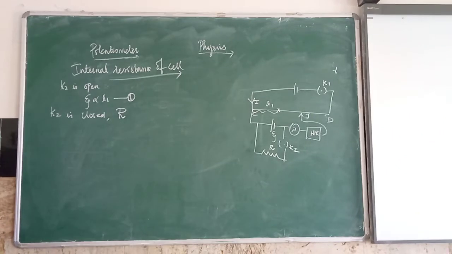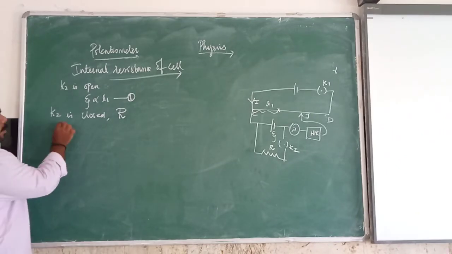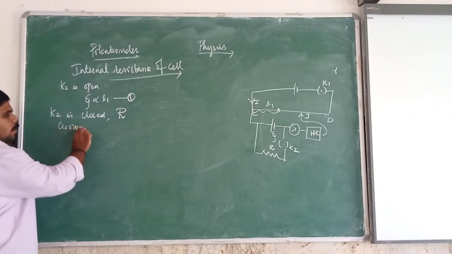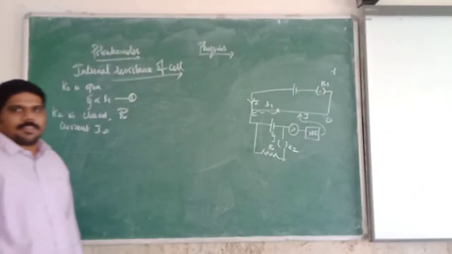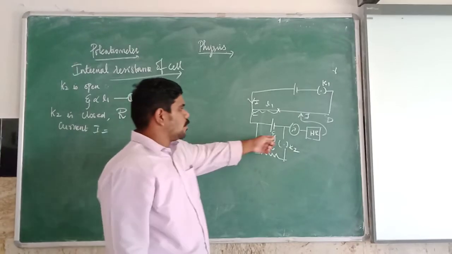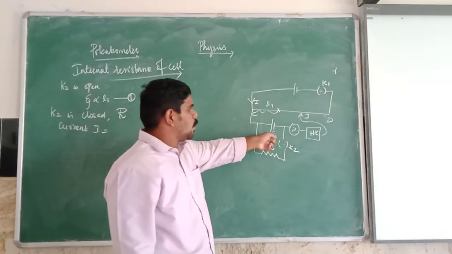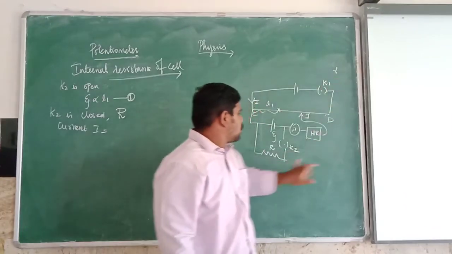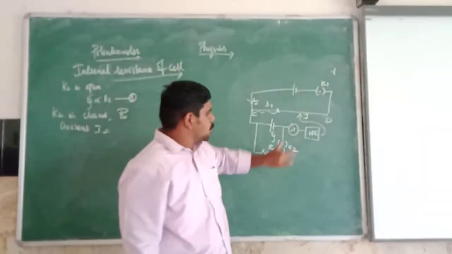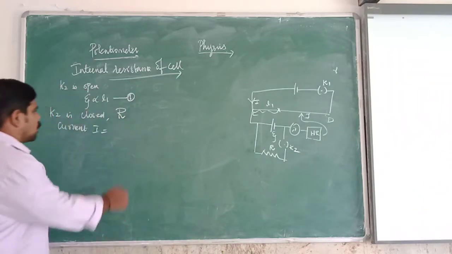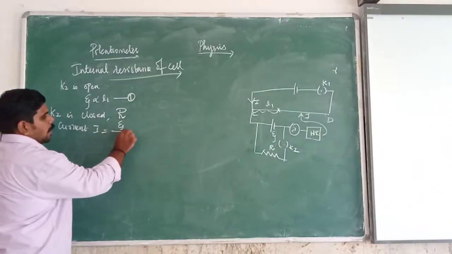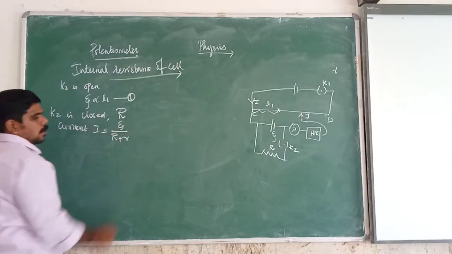So I is the current flowing through the circuit. What's the formula for current? I is equal to V by R. Here the potential difference will be the EMF, psi, divided by the total resistance R plus r, where r is the internal resistance and R is the resistance included in the circuit. So what do we get? I is equal to psi by R plus r.